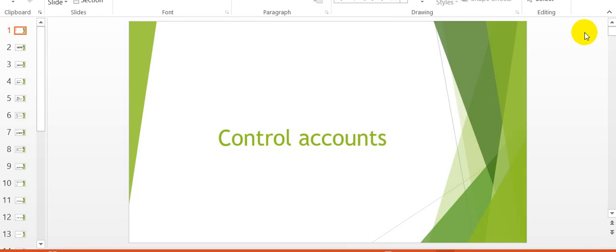Welcome to this session on control accounts. This is an area which is highly examinable in the F3 ACCA paper, as well as the FA2 and part of FA1. I hope by the end of the session that you'll be able to understand what control accounts are.